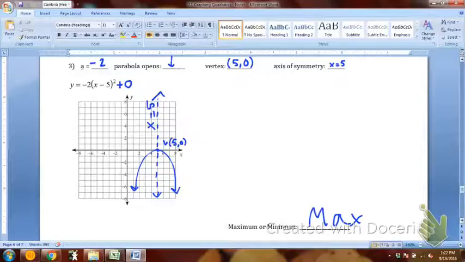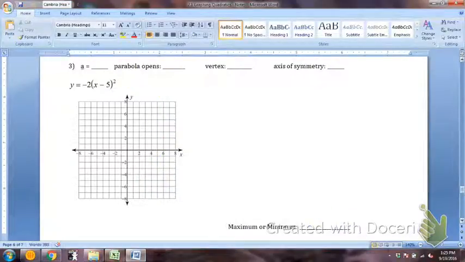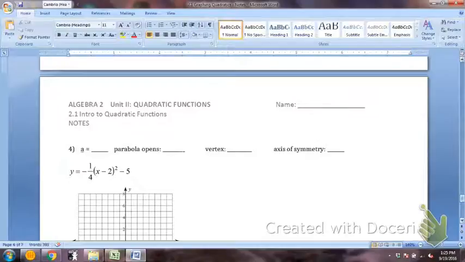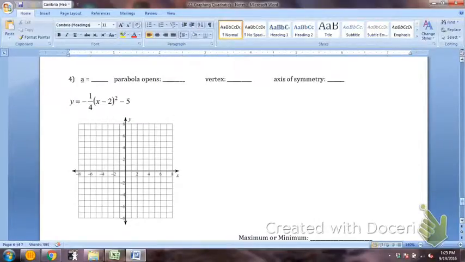Okay, most of you have moved on already to example 4. And Brianna said this is a problem because there are fractions. But is it really a problem? No. Let's look at this. What's the only thing we need A for? Say that louder, Chris. To decide if it opens up or down. That's the only thing I need A for.